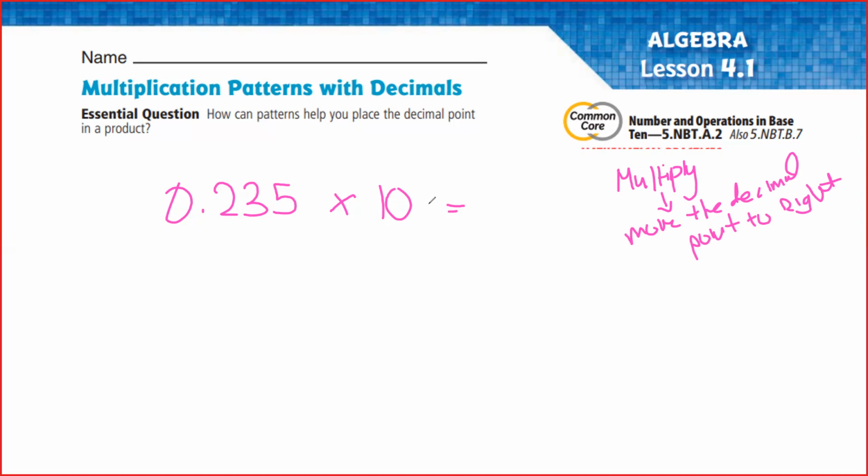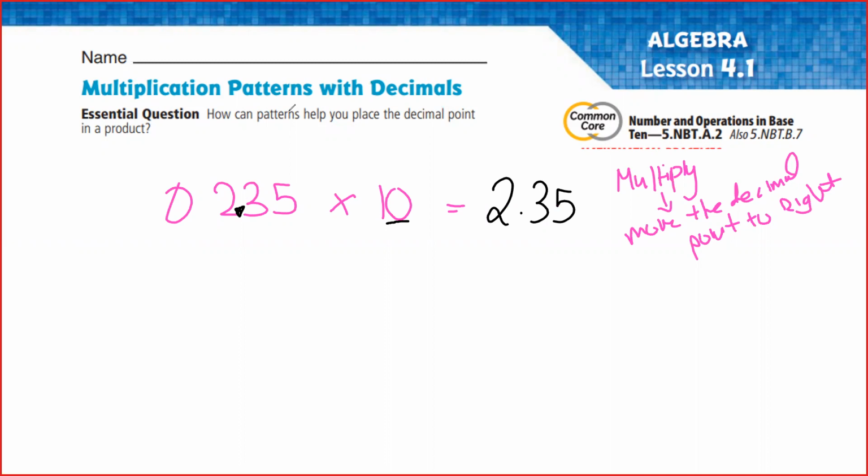Teacher, how many digits? You will see. How many zeros do you have here? You have only one 0. So that means you will move the decimal point to the right 1 digit. I multiplied, so I'm going to move to the right. We have one 0, so 1 digit. So the answer will be 2.35.